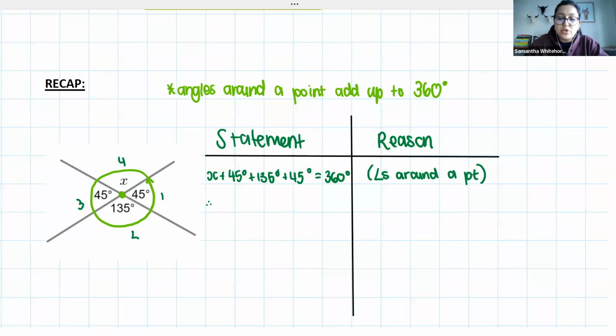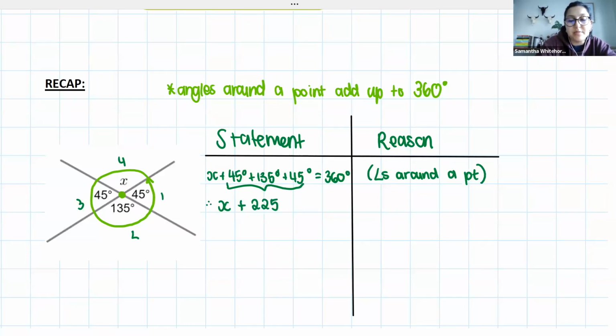And so you should now be applying your equation solving knowledge. So how to solve an equation, we should be applying that. Firstly, the 45, the 135, and the 45 are all like terms. So let's just add them together. It's going to make life so much easier for myself.